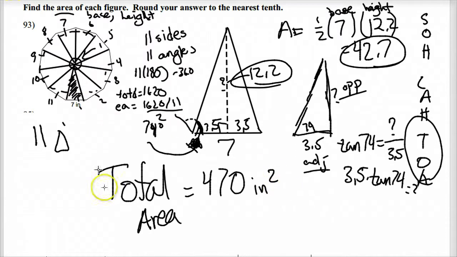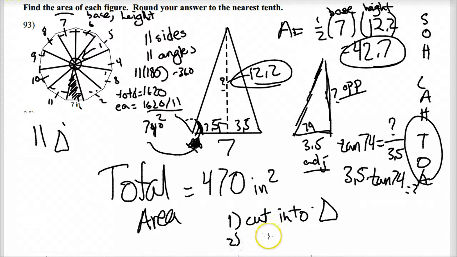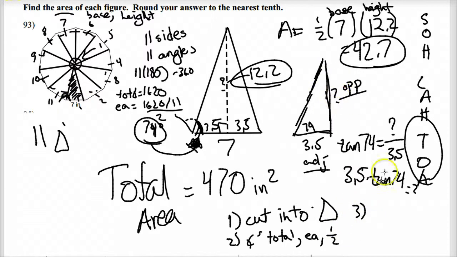Interesting stuff there. There's a lot of stages to this. First, we cut it into triangles. Then we looked at the angles. We found the total, then each, and then we took half of that to find this piece right here, because this 74 degrees was half, not a full angle, just half of it. And then the third thing we did is we figured out the height of the triangle.